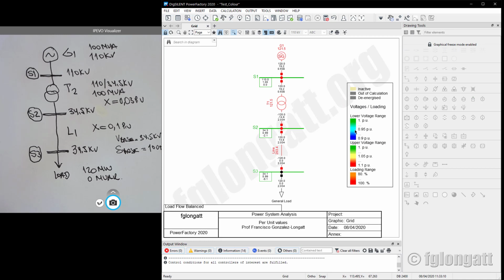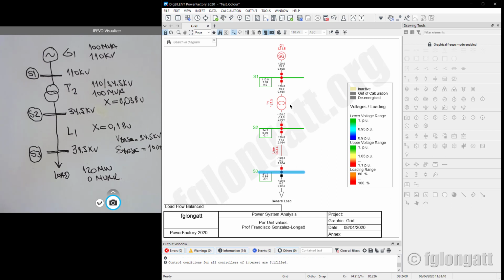Here you have the voltage legend. The voltage legend is applied for the nodes, the bus bars, and you can see all of them are in green color because green color represents 1 per unit, okay, 1 per unit.